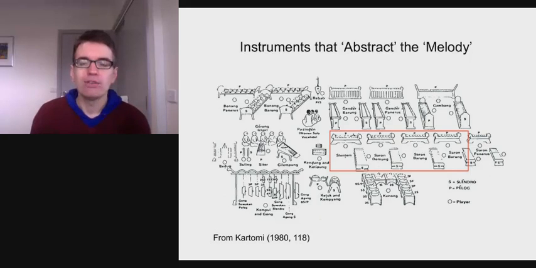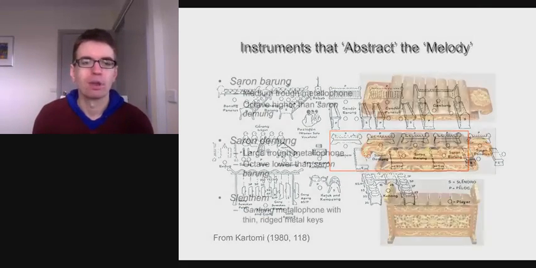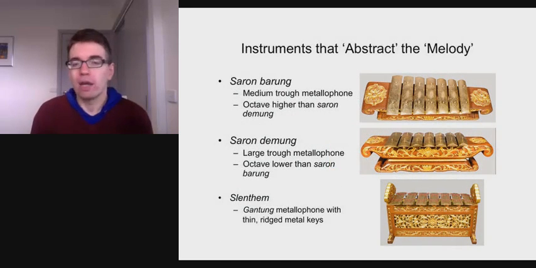And then we have instruments that abstract the melody, or instruments that play the core notes that help form a melody in gamelan music. And these instruments are highlighted in the red rectangle on the screen. So instruments that abstract the melody include saron type instruments, and I've included two sarons on this screen, the saron barung and the saron demung.